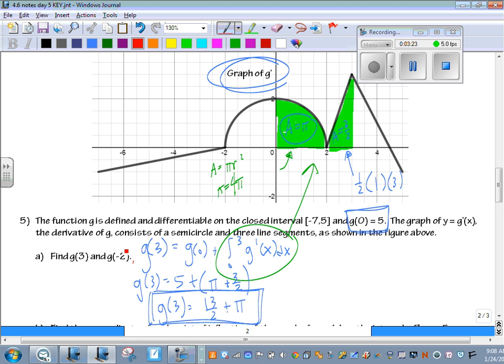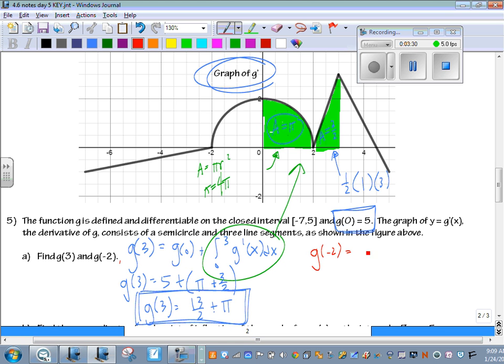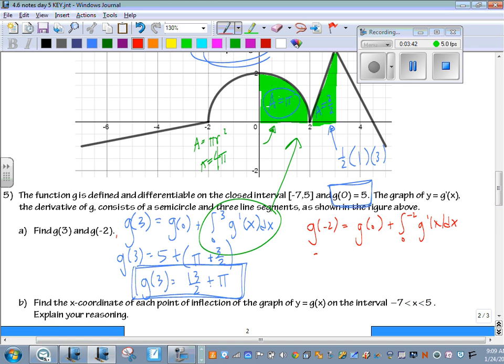It also asks us to find g of -2. So g of -2, that's going to be g of 0 plus the definite integral from 0 to -2 of the derivative of g of x dx. So g of -2 equals 5 plus the area under the curve here, but I'm going to switch it around. Like I said earlier, when you're doing it in your calculator, it really doesn't matter. Here, it helps to keep things straight. Switch this around so that we have the lower value on the bottom. So we're going to go from -2 to 0.